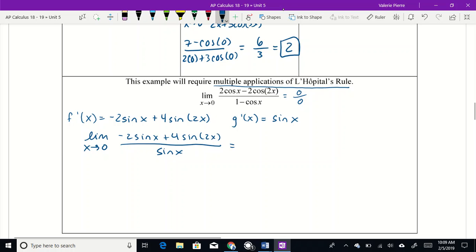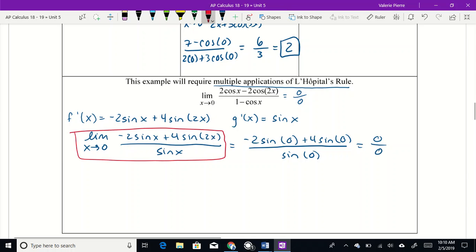So I'll have a limit as x approaches 0 of negative 2 sine x plus 4 sine 2x over sine x, which when I directly substitute, I get negative 2 sine of 0 plus 4 sine of 0 over sine of 0. We all know sine of 0 is just 0. So we have 0 plus 0 over 0. So we still have the indeterminate 0 over 0. So when I run into that, I can just apply L'Hopital's rule once again to my limit.